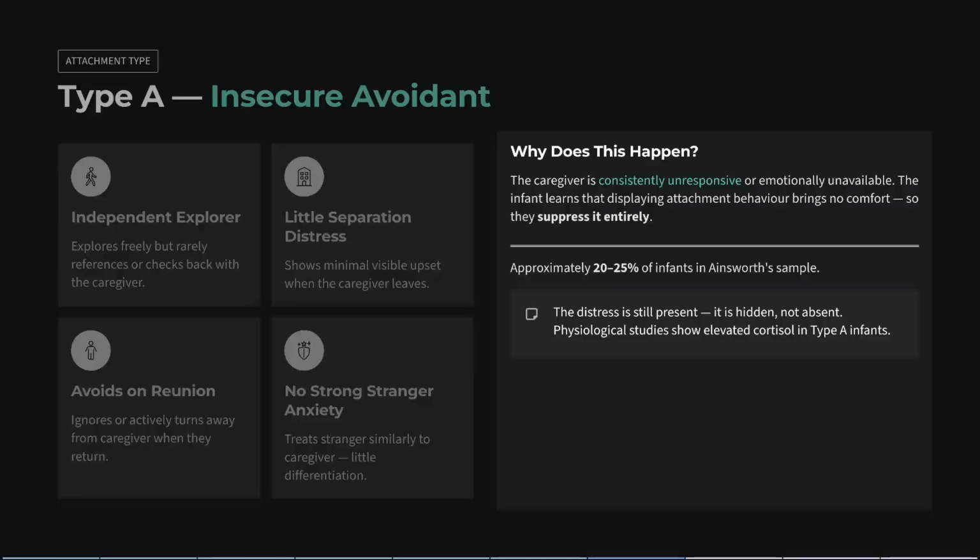Physiological studies measuring cortisol levels, a biological marker of stress, in type A infants show elevated stress responses during separation that are not visible in their outward behaviour. The infant has learned to suppress the expression of distress, but the internal experience of distress is still occurring. And this is a crucial evaluation and application point. Type A infants are not fine. They've simply learned that showing distress is futile. It doesn't get them anywhere.